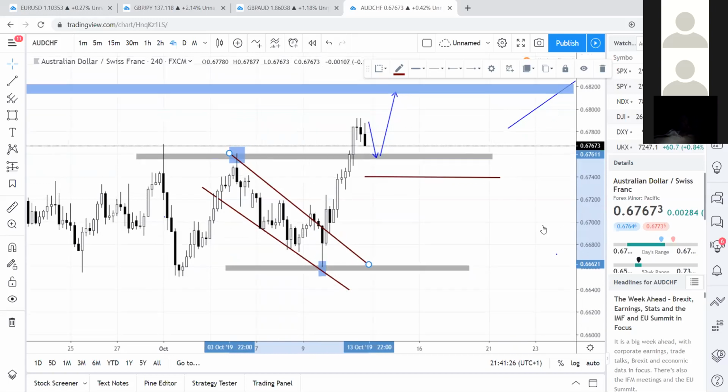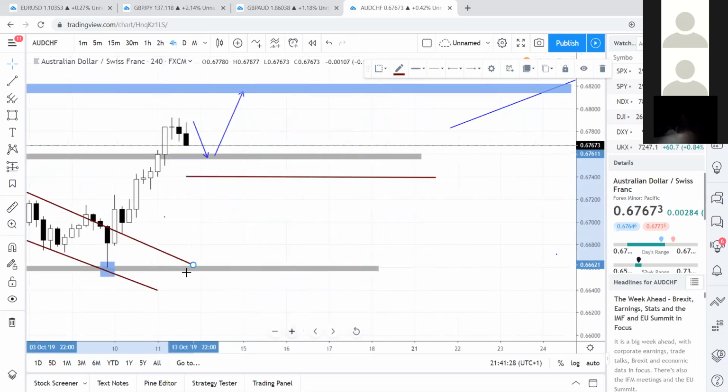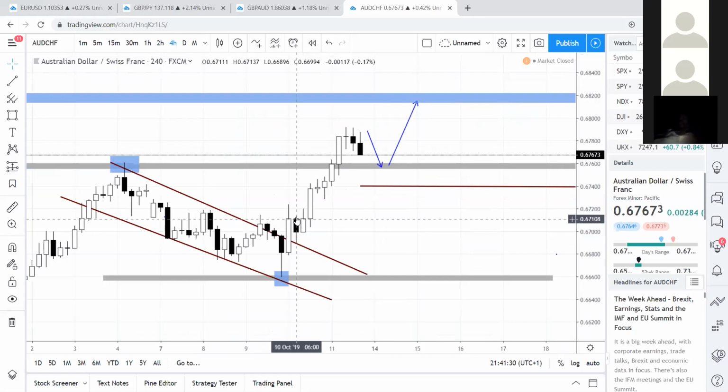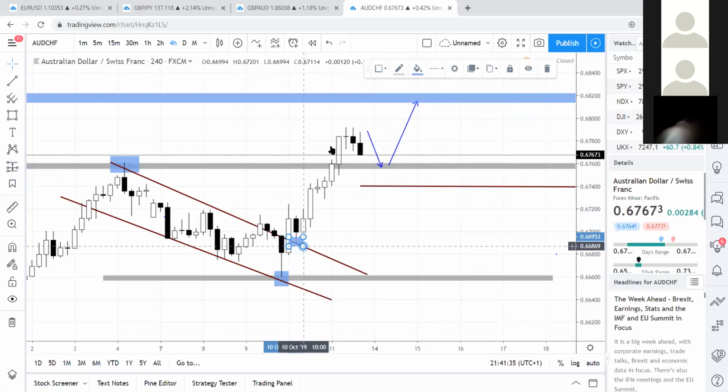Now that it broke that trend line, what did you see? This sell candle was a retest. It came to retest here, and then boom, buy. Now it has broken this one again. What's it going to do? Retest. The next buy. All right.